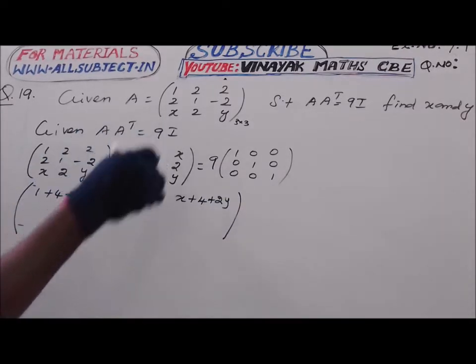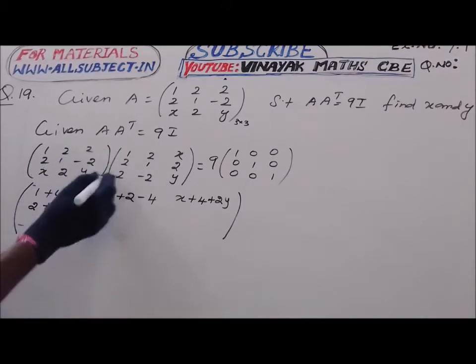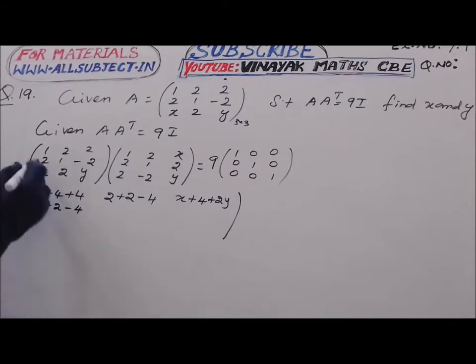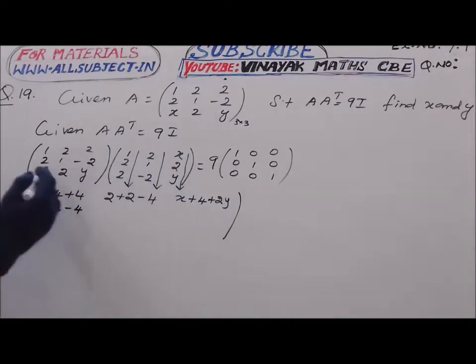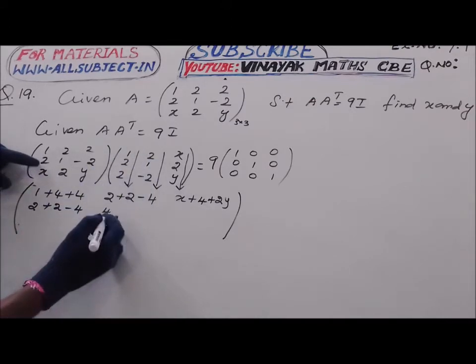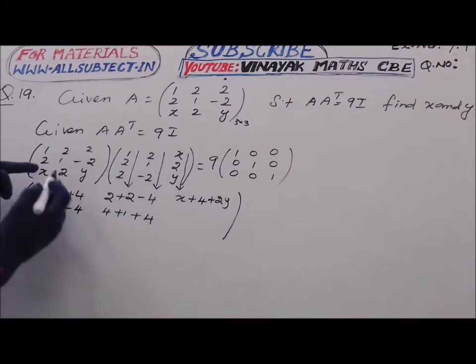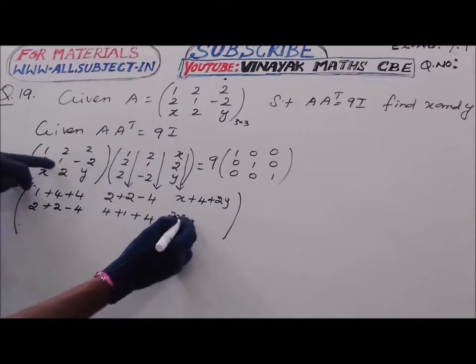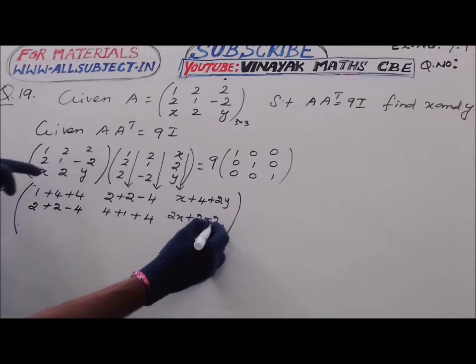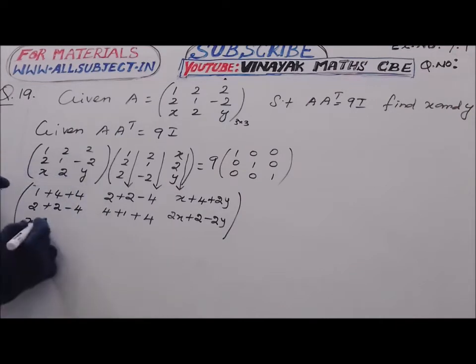Taking the second row and multiplying with these three columns: 2 into 1 is 2, 1 into 2 is 2, and minus 2 into 2 is minus 4. Now multiplying the second row with the first column, second column and third column. Second row with the second column: 2 into 2 is 4, 1 into 1 is 1, minus 2 into minus 2 is plus 4. And then multiply with the third column: 2x plus 2 minus 2y. Multiplying the third row with the three columns: x plus 4 plus 2y.